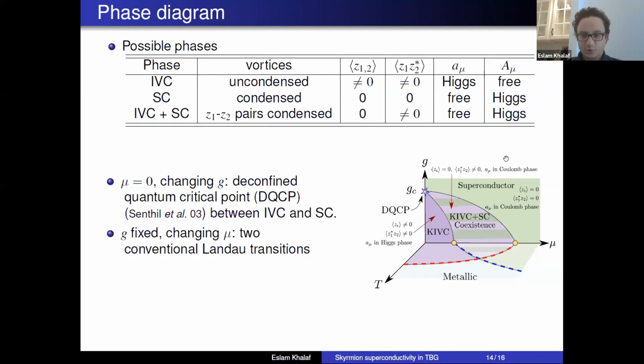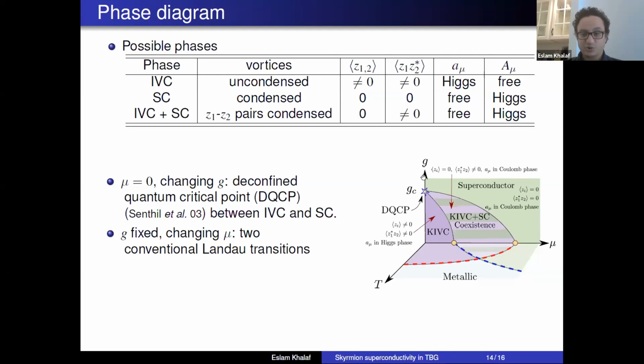And the resulting phase diagram would look as follows. So here we're considering the chemical potential and this coupling G. At zero chemical potential, this problem is a relatively well-studied deconfined quantum critical point, where we go directly from an ordered phase, the KIVC ordered phase, to another ordered phase, another superconducting ordered phase.